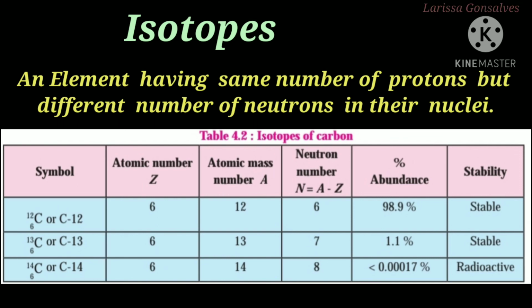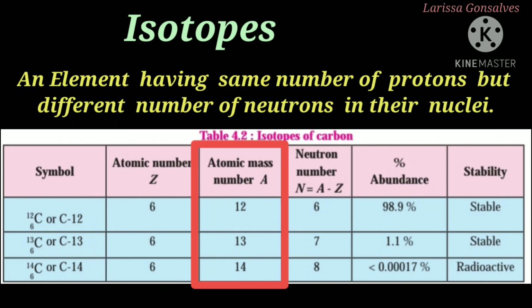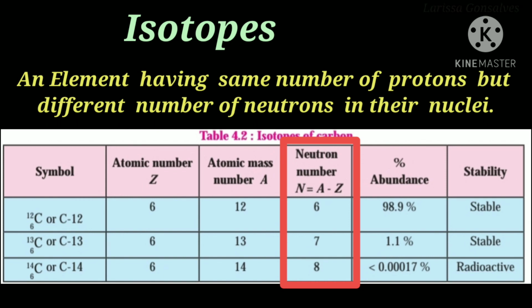So as I told you, the atomic number, which is denoted by the capital letter Z, is similar for all the three nuclides, which is 6. However, the atomic mass number, which is denoted by capital letter A, differs for the three different nuclides of carbon, that is 12, 13 and 14 respectively. Now if we want to calculate the neutron number, then we are going to use the formula N is equal to A minus Z. So after calculating, for C12 we get the answer as 6, for C13 the answer is 7 and for C14 the answer is 8.